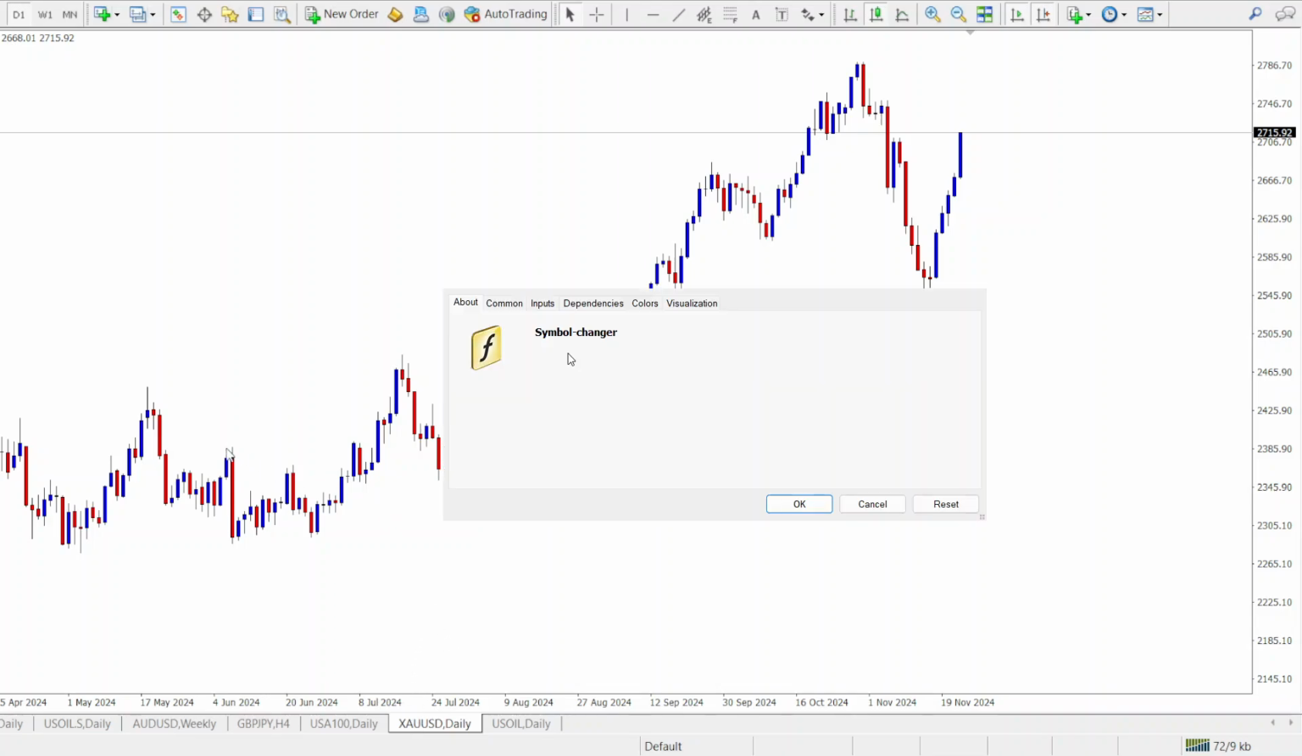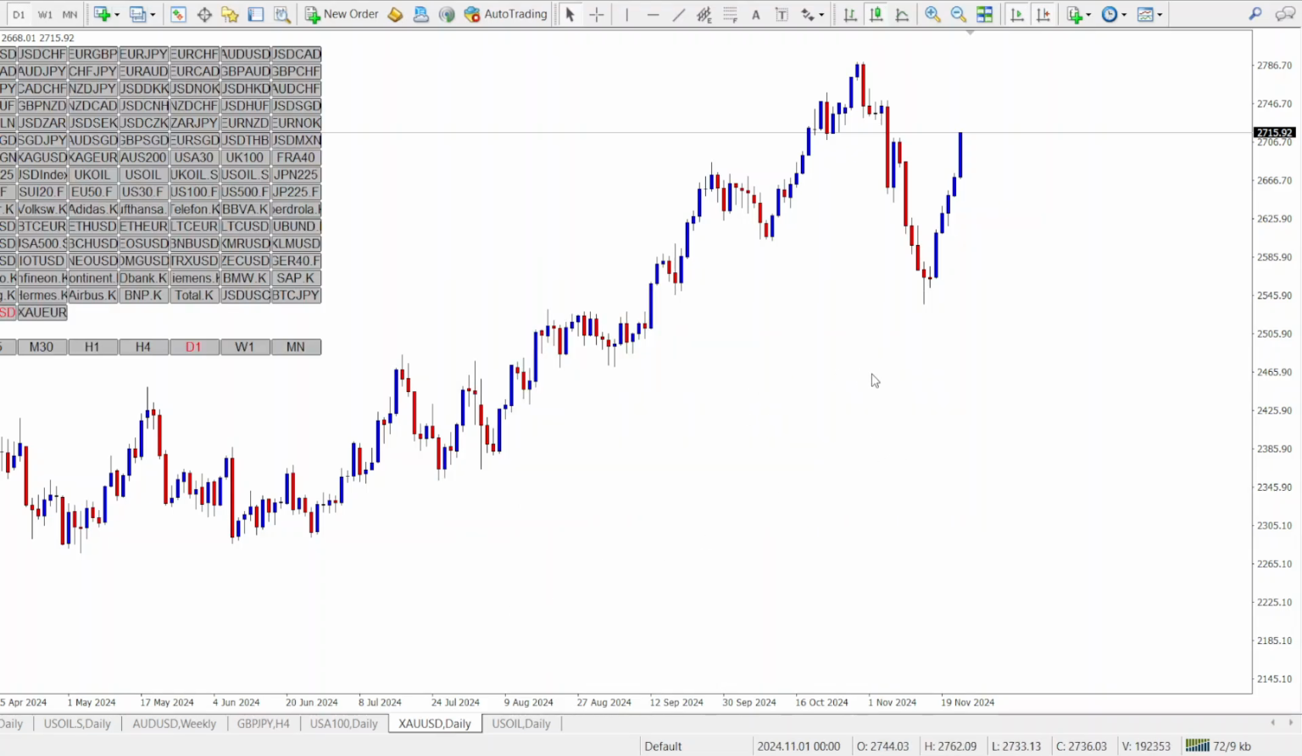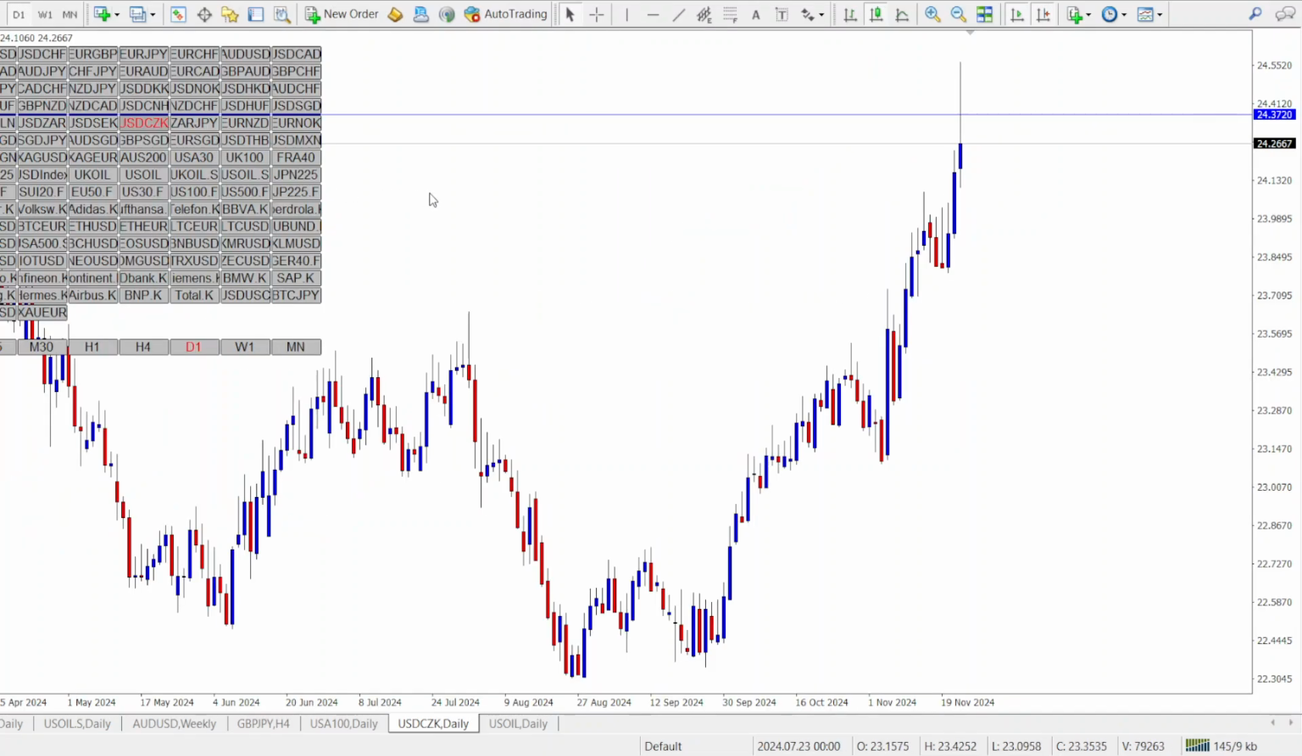Mind you, this is a custom indicator, so you will need to download it from an external source, and after that, you can then load the indicator on your chart. That is going to be after you have added the indicator file to your Metatrader indicator library. As you can see, the indicator makes it very easy to switch between different charts.